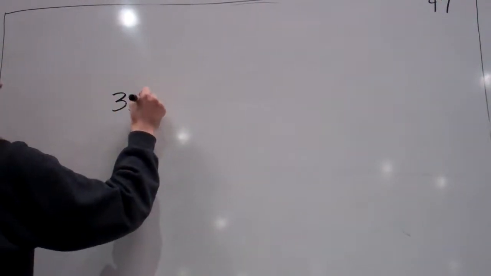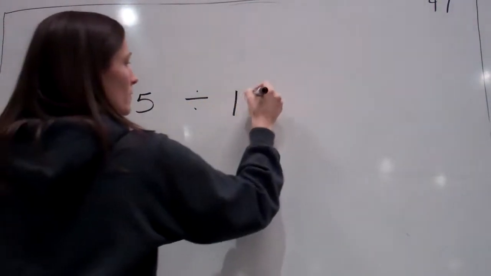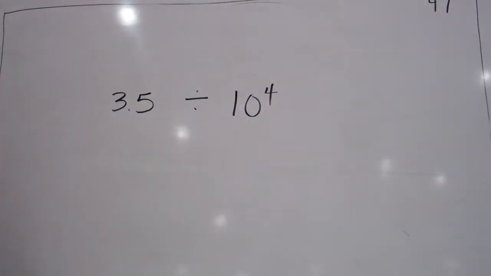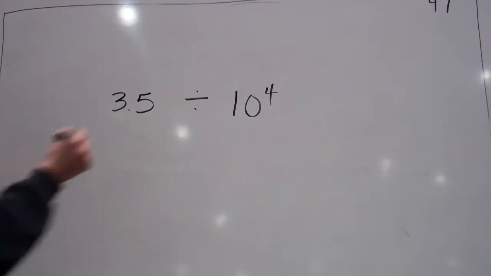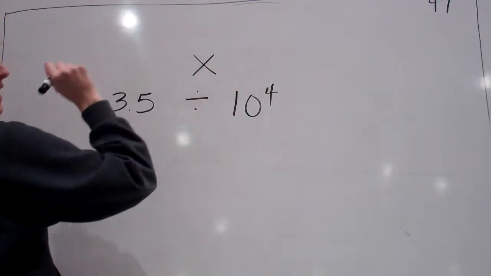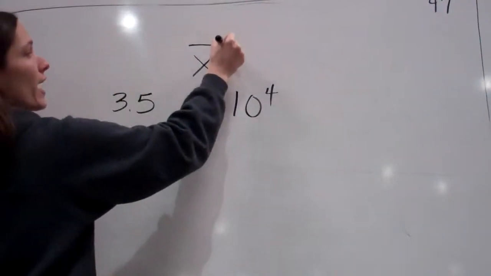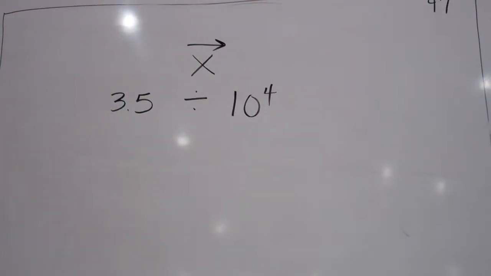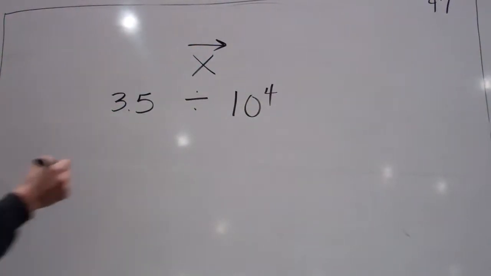Okay, now, they do not actually teach this in the lesson, but then they have it in your lesson practice. Okay, so for example, 3.5 divided by 10 to the 4th. Now, a while ago, when we did multiplying, which way did I go? Right. To the right. So guess what? You go to the left. When you divide, you're going to go to the left.